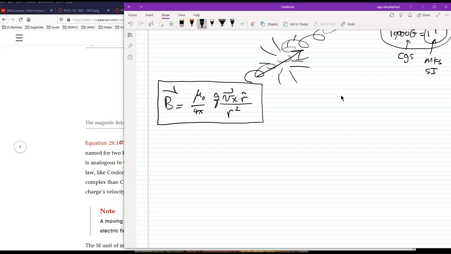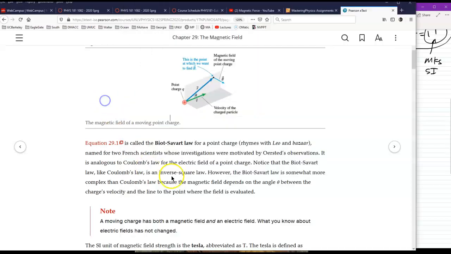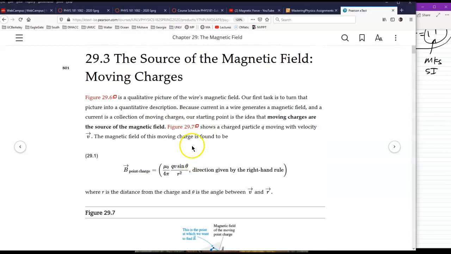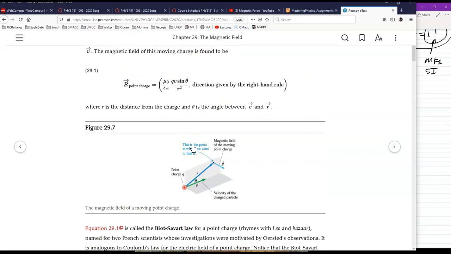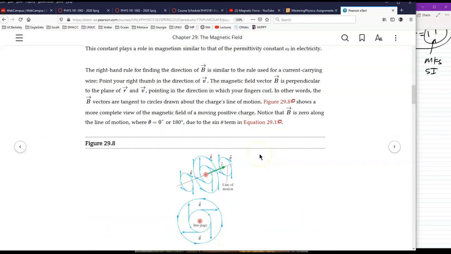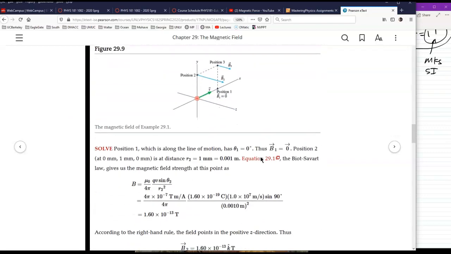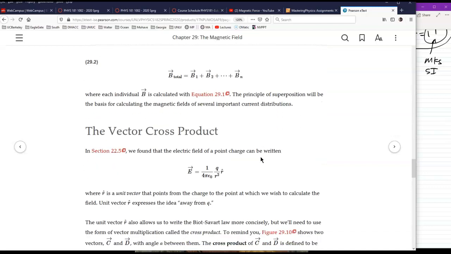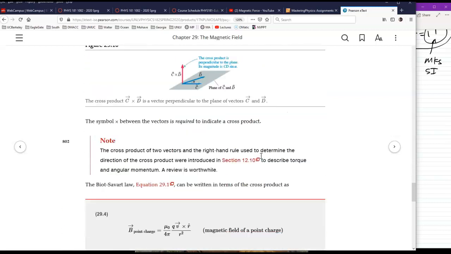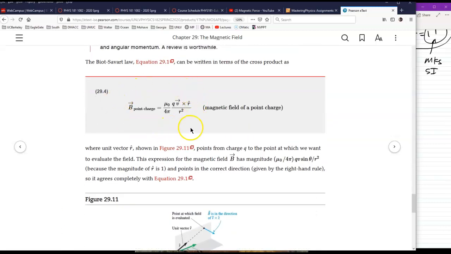I don't know if your book uses this one. I know he has the scalar version of it. I'll talk about the scalar in a minute. Look at your book here. No, he doesn't. Oh, there it is right here. It's equation 29.4. Okay, this is the formula that I have just written. This is the vectorial version of it, if you will.